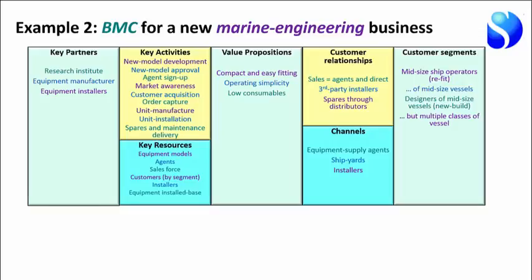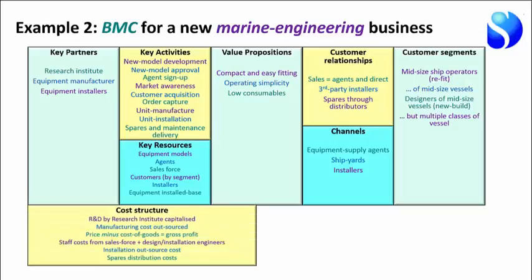The cost structure here, well, the R&D is actually capitalised. We spend money with the research institute and capitalise that research cost. There is a manufacturing cost of the goods themselves, and price minus cost of goods gives you the gross profit on each unit that you sell. Staff costs are driven by the number of salespeople and the number of design and installation engineers that you have. There is an installation cost, but that again is outsourced, and there's a cost associated with distributing the spare parts.